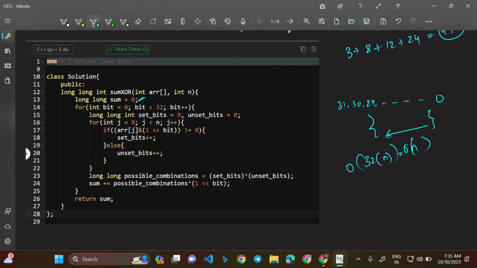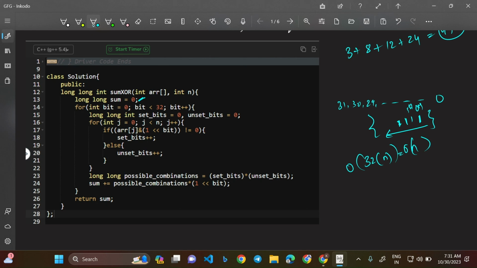So I'm checking array of j AND one left shift bit. All right, so when I'm doing the left shift of the bit, initially I'm checking the 0th position, then the first position, then the second position. At each and every position I'm checking if the particular bit is set or not for that particular element. All right, this is the way that we could check array of j AND one left shift bit.